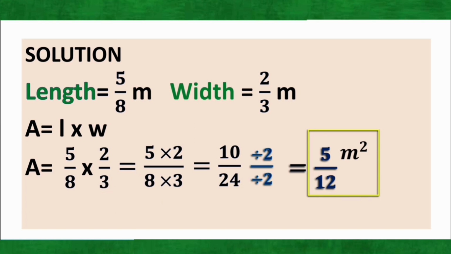So 5 times 2 over 8 times 3 is equal to 10 over 24. The GCF of 10 and 24 is 2. So divide 10 and 24 by 2. And the answer is 5 over 12. So the area of the rectangle is 5/12 square meter.